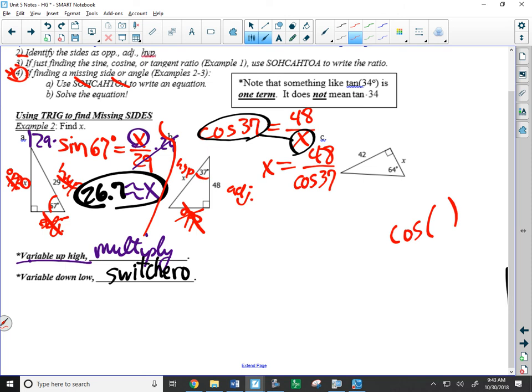Don't switch the 37 and x. You switch the whole thing. You can't break apart the 37 and the cosine. And then you enter your calculator, 48 over cosine 37.